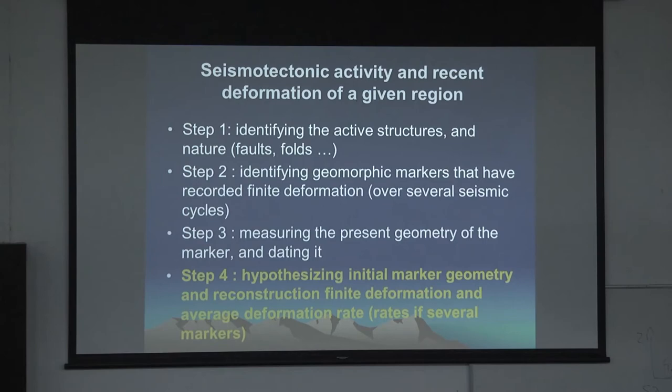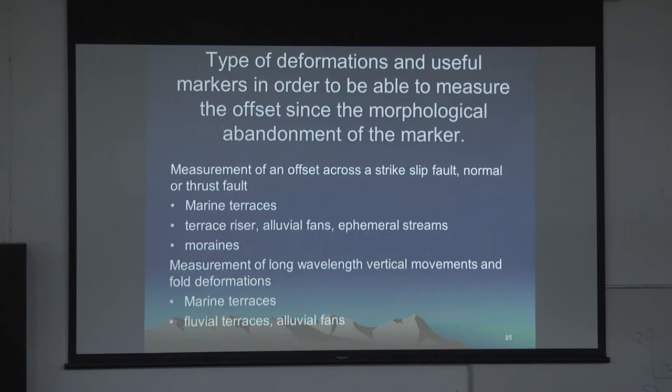Last point, the initial marker geometry. In order to be able to reconstruct the finite deformation, we need to know the initial marker geometry. If the deformation is really short wavelength, a very localized offset, it will be the case with a strike slip fault, and can also be the case with a normal or reverse fault. So we can be measuring with a marine terrace riser, alluvial fan, ephemeral stream, and moraines, and it's relatively easy to document the initial geometry, because in most cases you can consider that initially there was continuity of the marker: continuity of the moraine crest, continuity of the ephemeral stream, or if it's vertical, continuity of the marine terraces.